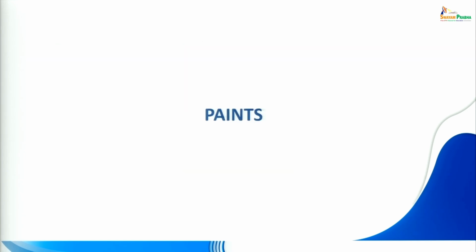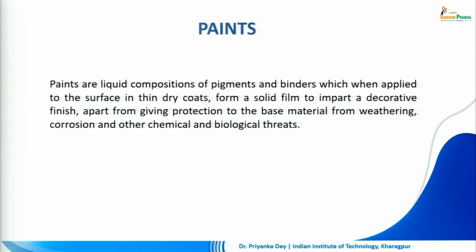Let's first talk about paints and its composition. Paints are liquid compositions of pigment and binders which when applied to the surface in thin dry coats form a solid film that imparts a decorative finish. Other than imparting a decorative finish, it also gives protection to the base material from weathering, corrosion and other chemical and biological threats like vermins. So basically we are dealing with liquid compositions of pigments and binders.